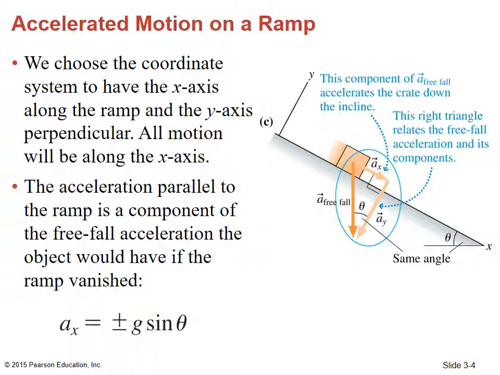The correct sign depends on the direction in which the ramp is tilted. The acceleration in the figure is plus g times the sine of theta, but upcoming examples will show situations in which the acceleration is minus g times the sine of theta.